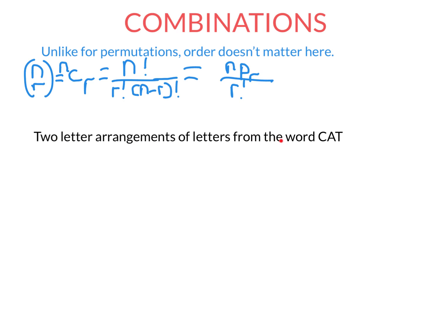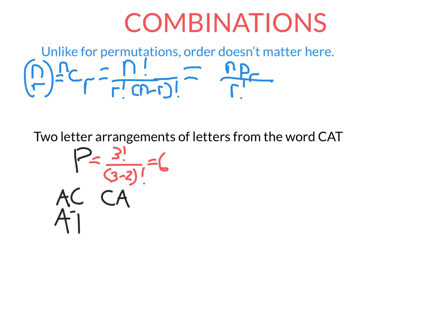Let's say we're looking at two-letter arrangements from the word cat. Let's look at permutations first. You're picking two objects from a group of three, so it's 3 factorial over (3 minus 2) factorial, which gives you 6. There are 6 two-letter arrangements of cat. We could take A and C, C and A, T and A, A and T, C and T, T and C. So these are the 6 possible permutations for two letters taken from the word cat.